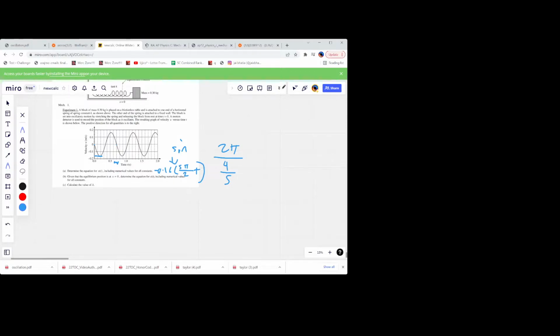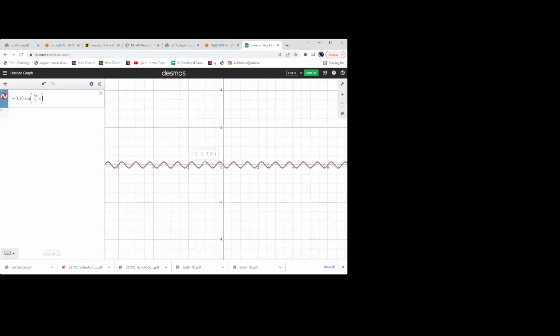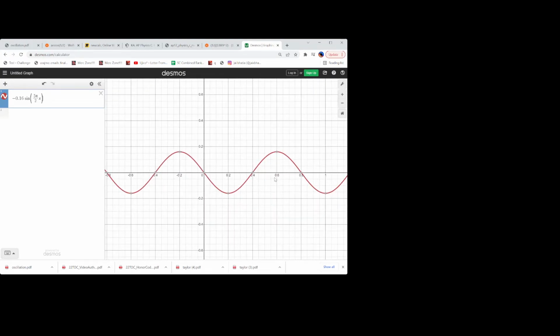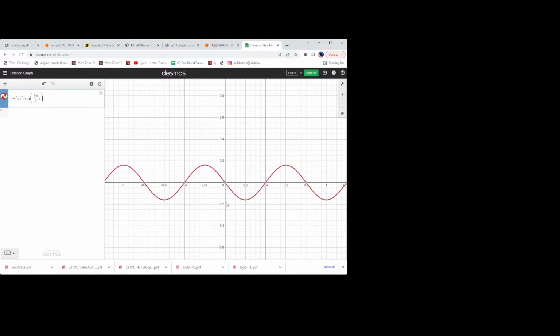Hold on. I need to check something. We're gonna graph that on Desmos real fast. I want to make sure that I'm not trolling. Minus 0.16 times sine 5 pi over 2x. Okay. So this looks about right to me. Yeah. Okay, so my equation was correct.